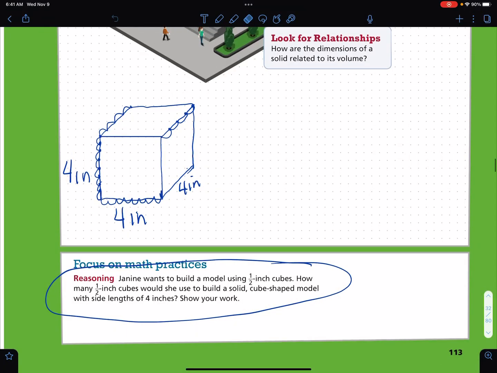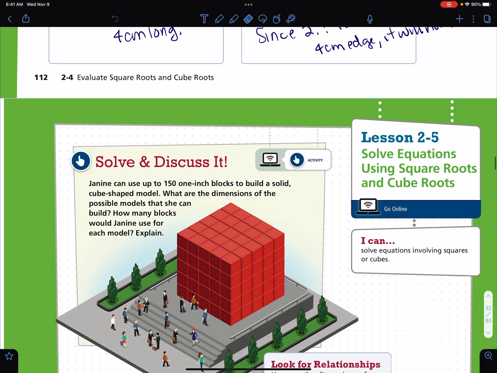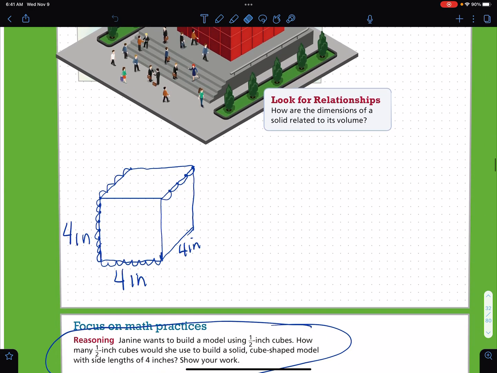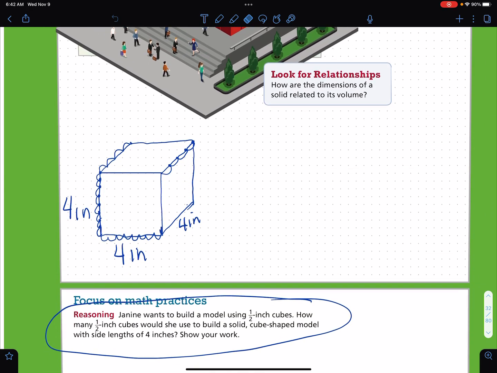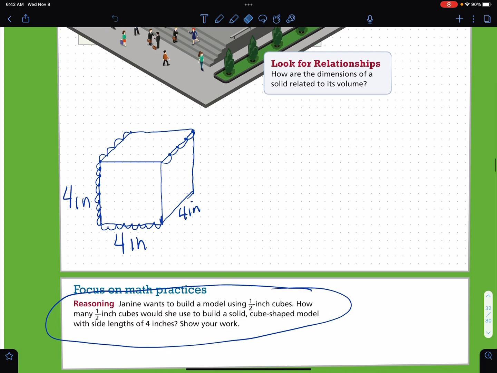Okay, so this is 2-5, solving equations using square roots and cube roots. They are wanting us to create an equation. So basically, they want side lengths of 4 inches. I know that there's some equations that they want, and I could get all complicated, but I don't really want to or need to.